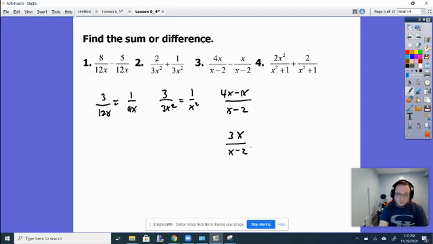Okay, up here, 2x squared plus 2 over x squared plus 1. Okay, I could take a 2 out of this top. Let's do that.